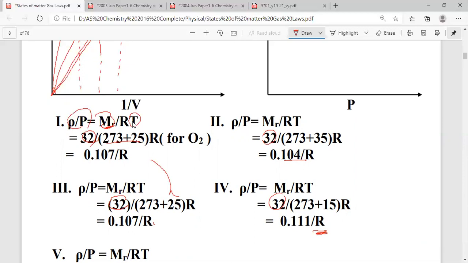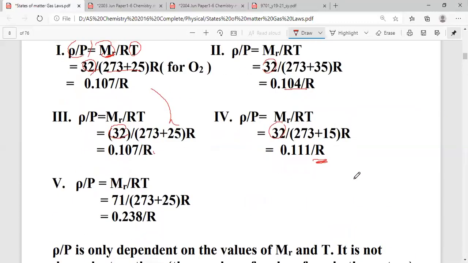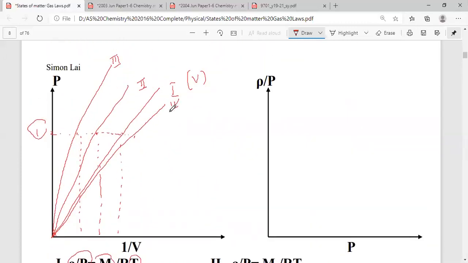So we get different values. They are constants. Think about it. Remember, rho over p is dependent only on Mr and T. So this is the first time that 5 is not the same as 1. Because why?